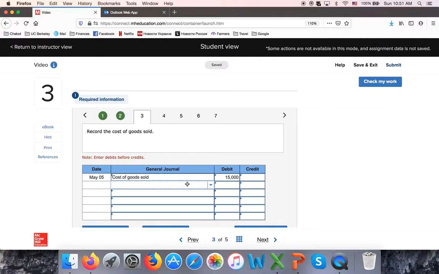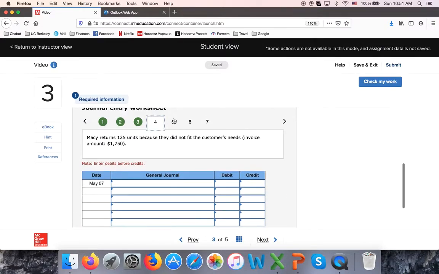And we're going to credit decrease merchandise inventory, $15,000. So I hope it makes sense. It shouldn't be that difficult. Again, record a couple more entries.